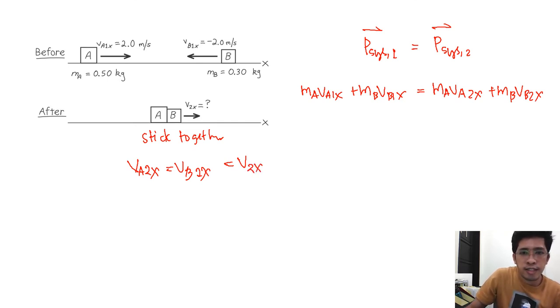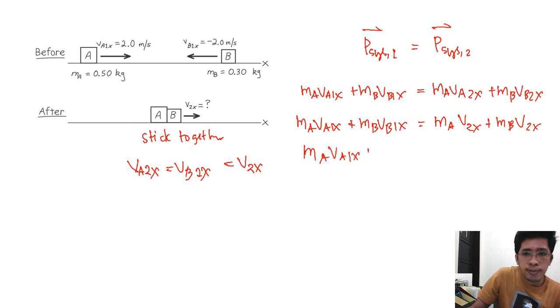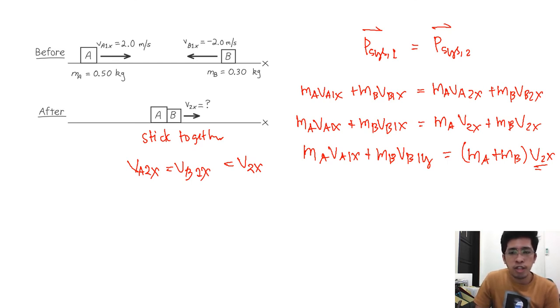Okay? So if that is the case, your equation becomes MA VA1x plus MB VB1x is equal to MA V2x plus MB V2x. And we can take the V2x out of the equation since they are equal. So we have MA VA1x plus MB VB1x is equal to MA plus MB times V2x. This is what usually happens with a perfectly inelastic collision, so your two masses combine and they move at the same velocity. Our target is your V2x.